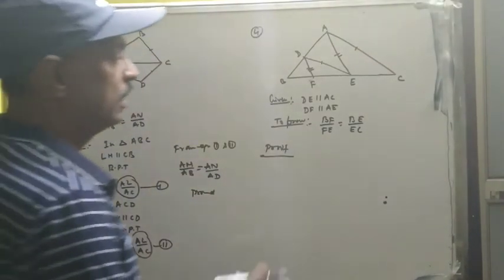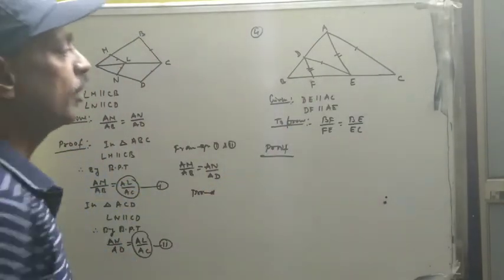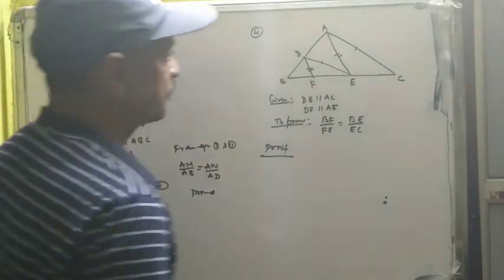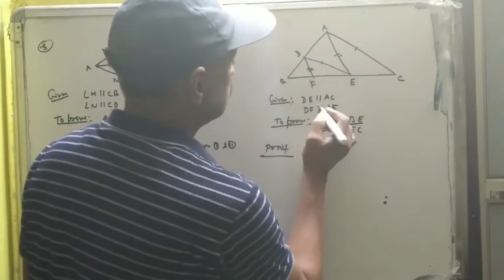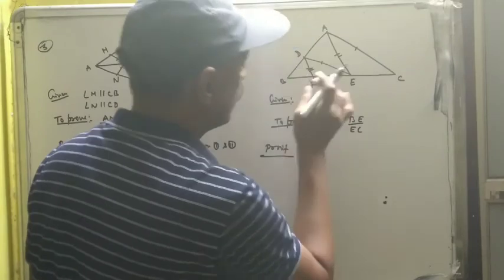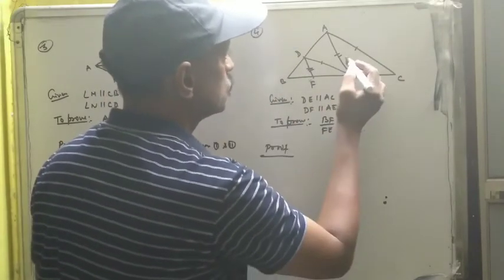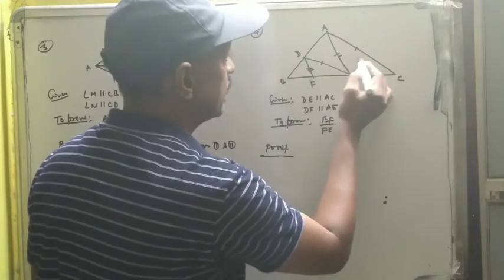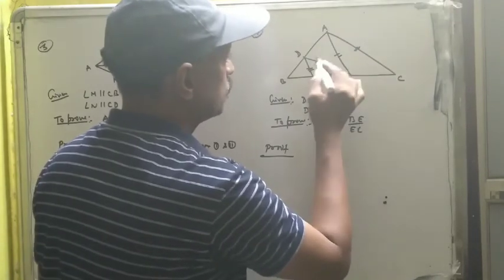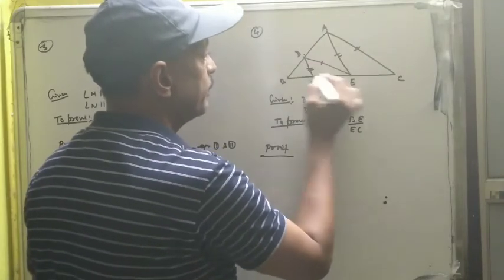Look, whatever we have done in the previous question, we are going to do the same thing in this figure. At first, just take a triangle where two lines are parallel. At first DE and AC. So where is DE? This is DE and this is AC. So DE is parallel to AC. It means we have to take the triangle ABC.